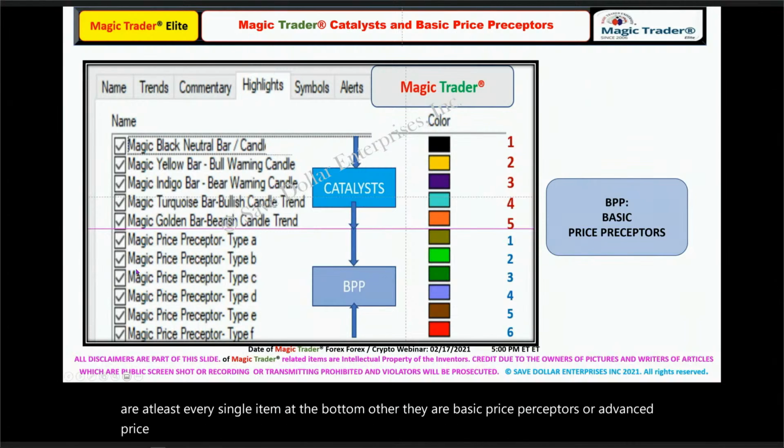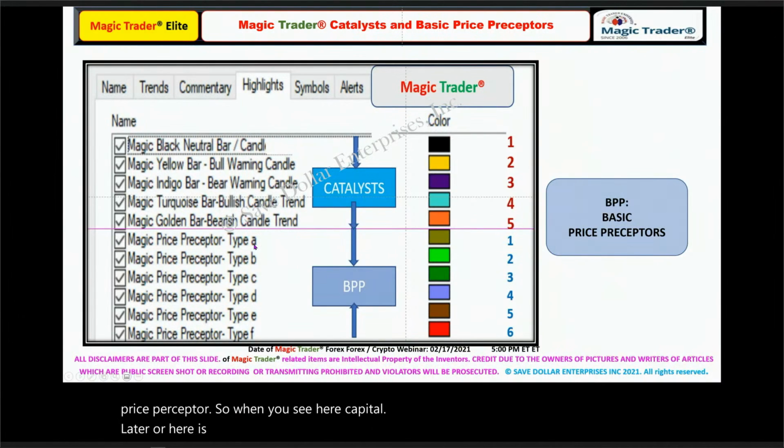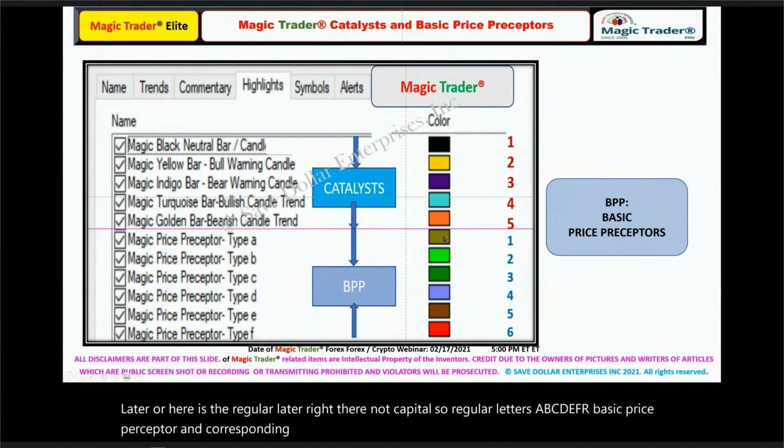So when you see a capital letter here, or the regular letter here, they are not capital. So regular letters A, B, C, D, E, F are basic price preceptors, and the corresponding color is stated on your right hand side. So these are the 6 basic price preceptors.